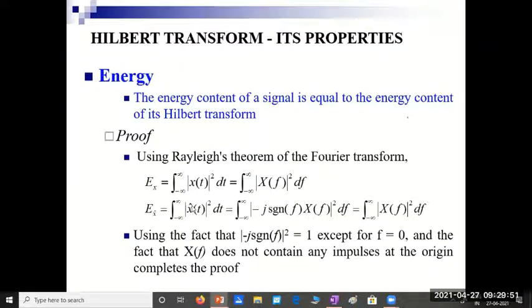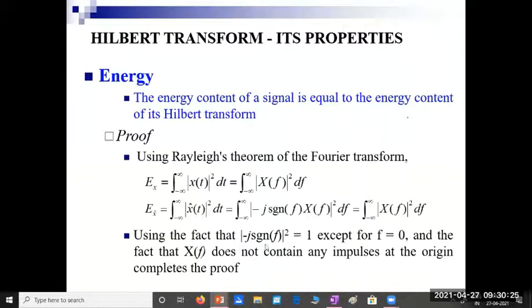The square of the Hilbert transform of the signal. In terms of frequency domain, we know x cap of f is minus j signum of f, x of f. So this becomes square of x cap of f, which is this whole thing square. And we know since it is a magnitude function, minus x of f square will simply be x of f square. So you can see the energy level in both the given signal and its Hilbert transform are the same.